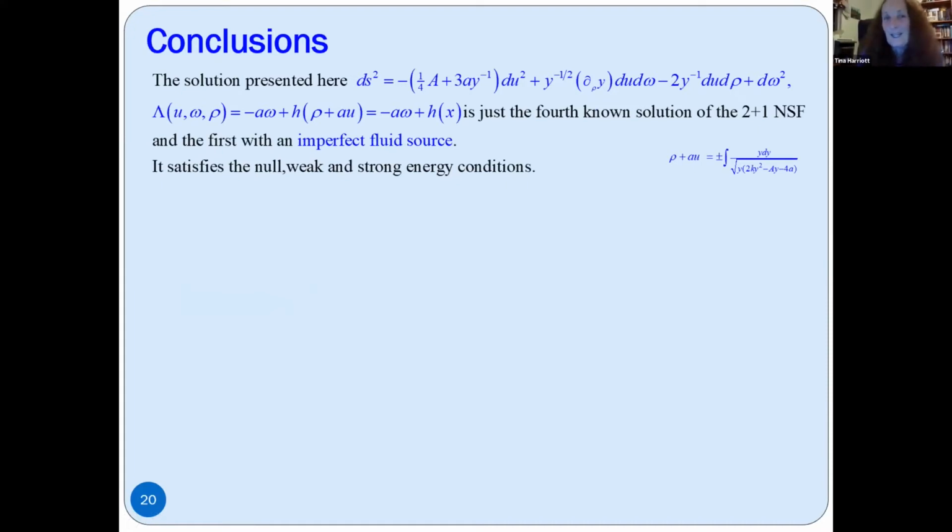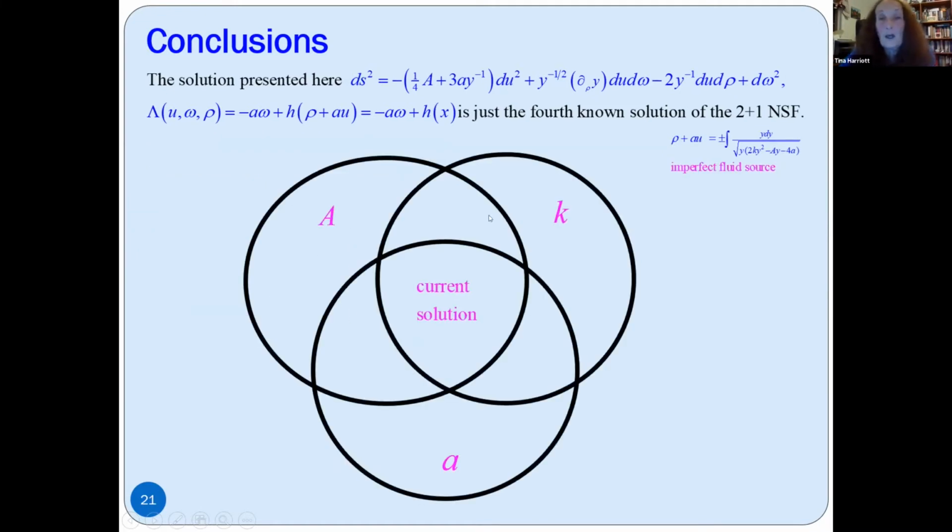So in conclusion, what I have shown here is just the fourth known solution of NSF and the first with an imperfect fluid source. It satisfies the weak, the strong, and the null energy conditions, and it depends on all three intrinsic variables. In addition, it depends on three constants. And perhaps one of the most interesting things about this solution is that it contains two of our previous solutions as special cases. If one sets the small a to zero, you can see here that immediately lambda reduces to a function of rho only, the 2014 solution.